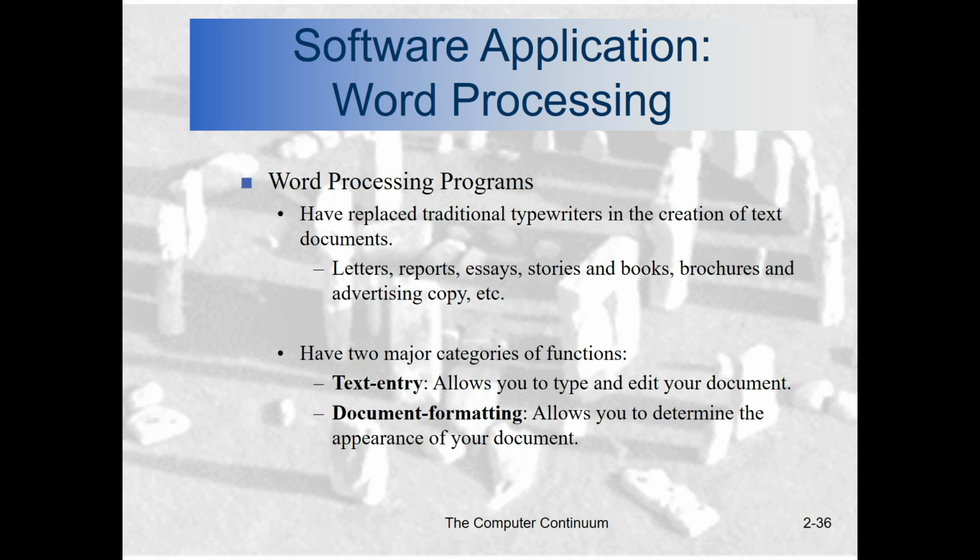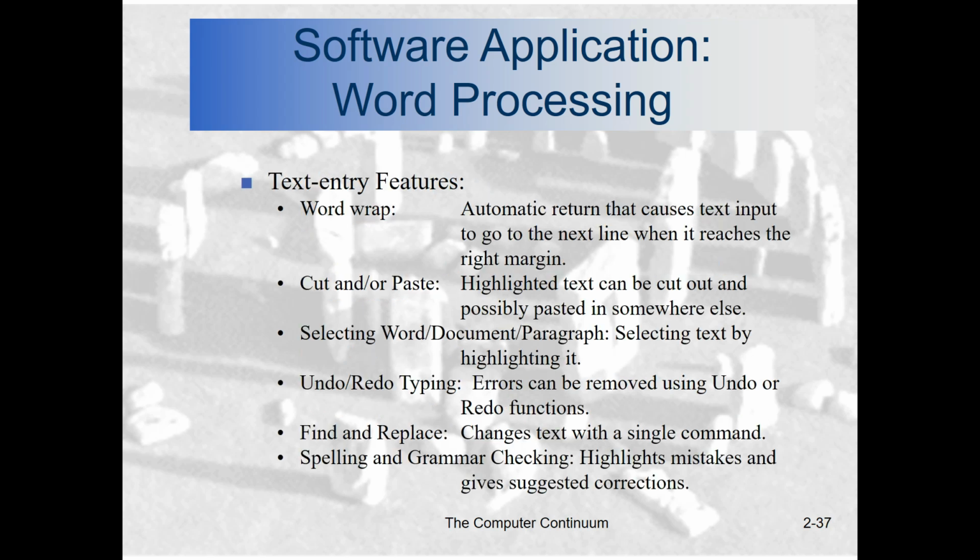So it has two major categories of function. Text entry, just we write something, allows you to type or edit a document, and document format allows you to determine the appearance of the document. So these are the major categories of functions which we can see in any word processing application. Then we have text entry features: word wrap, automatic return that causes input to go to the next line when it reaches the right margin, and cut and paste, selecting text, undo, redo, find and replace, spelling and grammar. So these are some of the features of any word processing application.